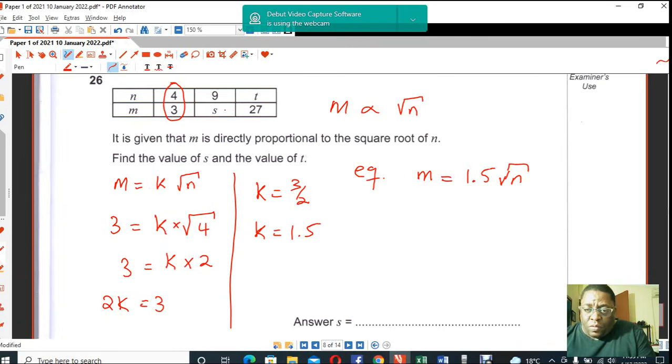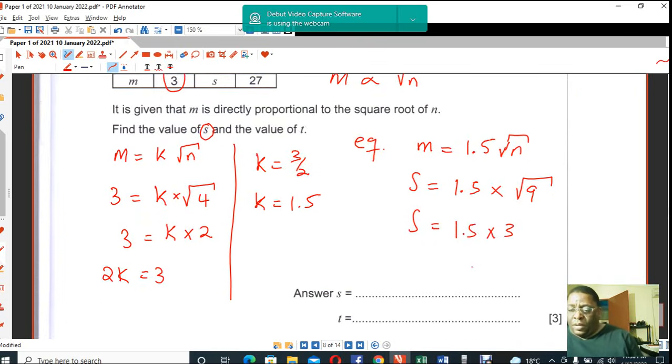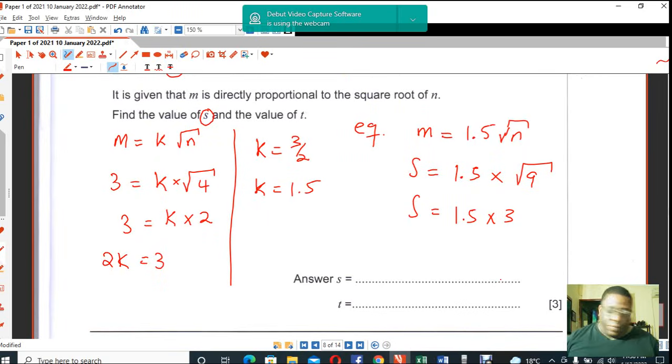They are saying we're supposed to find first s, small letter s here, which is like where the place of m would be. So s would equal 1.5 multiplied by the square root of 9. Okay? So in order for you to calculate the value of s, you will be saying s is 1.5 times 3. Okay? I hope everybody gets that one. So when you do that, you get 4.5, and that is the value of s.